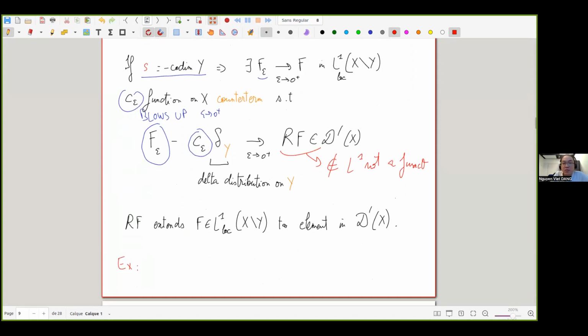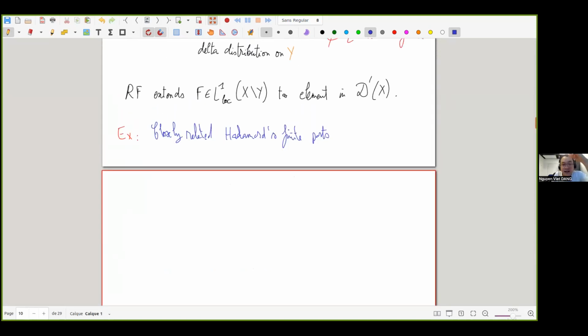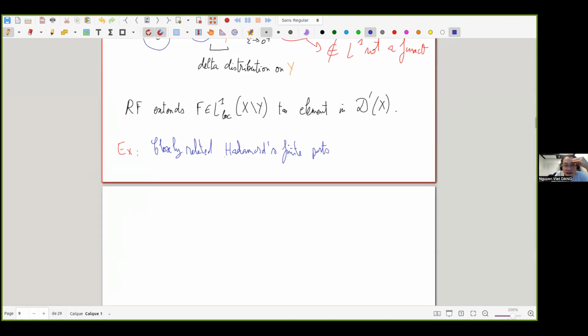Let me give you an example. First, for those who know, this is closely related to what people call Hadamard finite parts. This is a very classical renormalization method in analysis. It's not in quantum field theory, it's in analysis. It appeared at the beginning of the 20th century in the work of Hadamard on the wave equation.